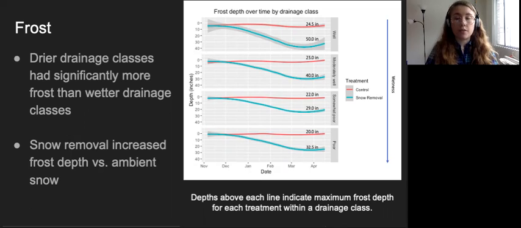So both snow removal and drainage class had a significant effect on frost depth. Each drainage class had significantly different frost depths, and the treatment plots were significantly different from the control plots. So the drier drainage classes froze to a deeper depth, and the wetter drainage classes froze to a shallower depth. And across all plots, the peak frost depth was reached between March and April.